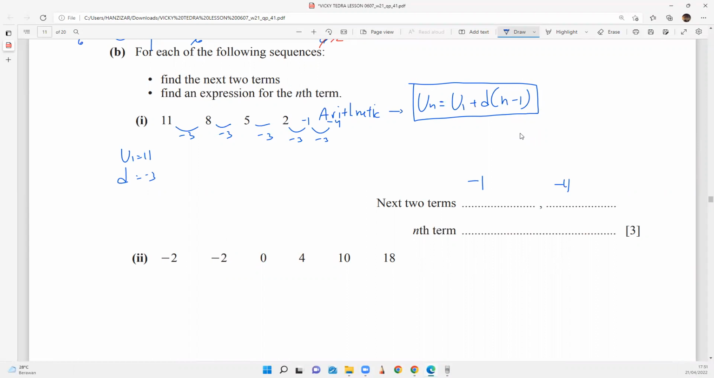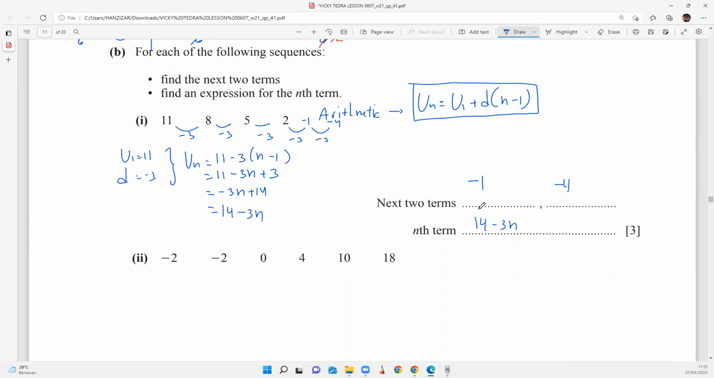And then how do you calculate the general or nth term? So Un, use the formula, U1, 11, plus of -3 times n minus 1, right? You don't know the n, but you are asking for the general formula. So 11 subtract 3n plus 3, right? So -3n plus 14, and I think 14 is better in front. 14 minus 3n, that's the way. Okay.